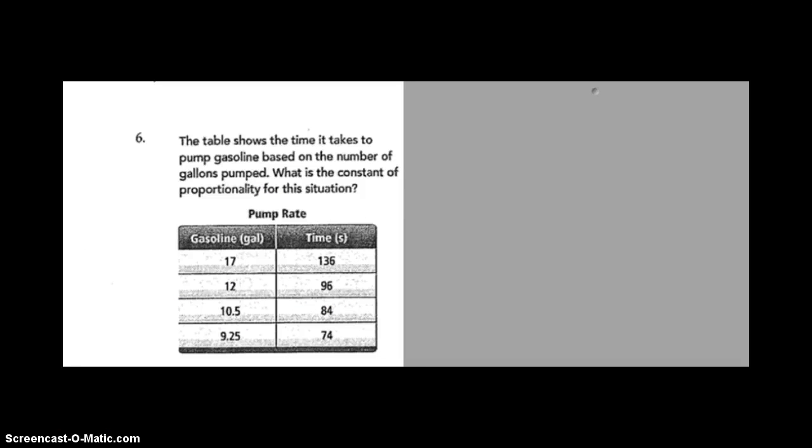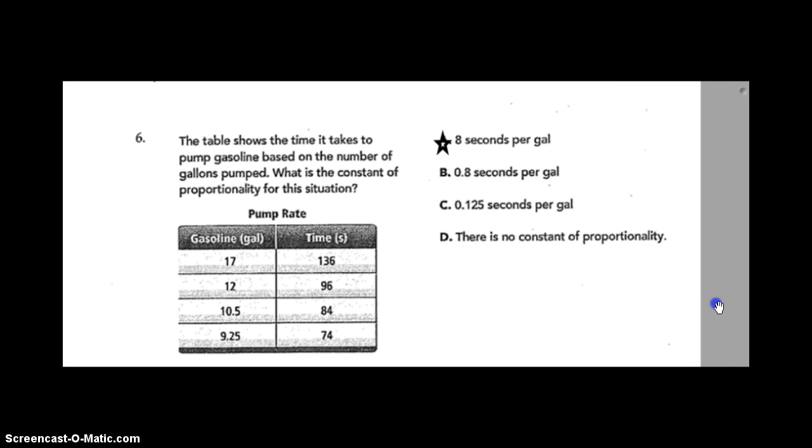Question 6 says the table shows the time it takes to pump gasoline based on the number of gallons pumped. What is the constant of proportionality for this situation? So to find our constant of proportionality, remember, you're always going to take y divided by x. Y divided by x. Do the same thing every time. When you do that, you end up getting choice A, 8 seconds per gallon.